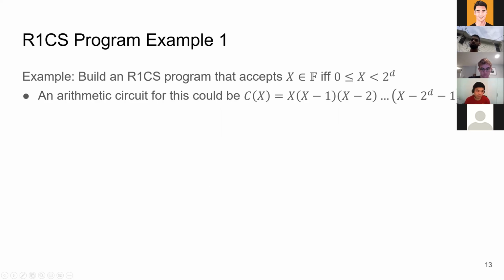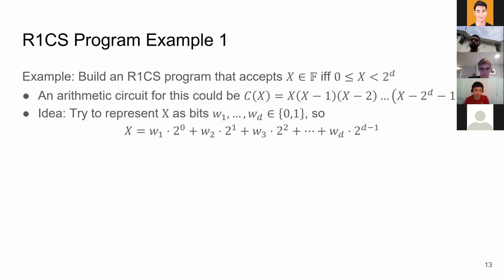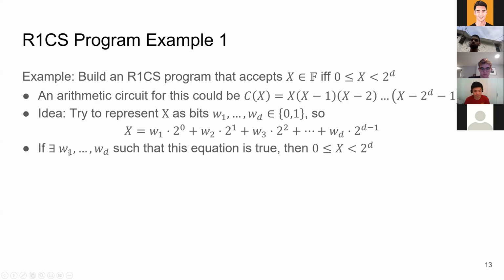For the R1CS program, again, we need to turn it into some matrices A, B, and C. But more importantly, we need to be able to turn this into a set of constraints. So we have to think about constraints first. In order to constrain X to be within this range, let's represent it using binary. Represent it using a set of bits W1 through WD, where each of the W1 through WD can either be 0 or 1, such that X is equal to the binary representation of itself, where each W is multiplied by some power of 2. If there exist some W's such that this equation is true, then that means X must be within this range 0 to 2 to the D.